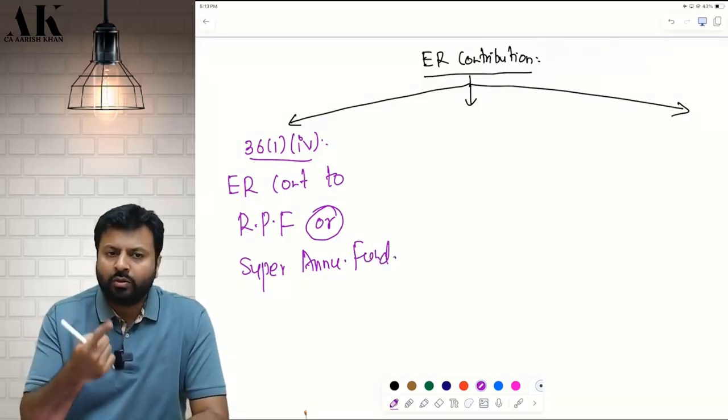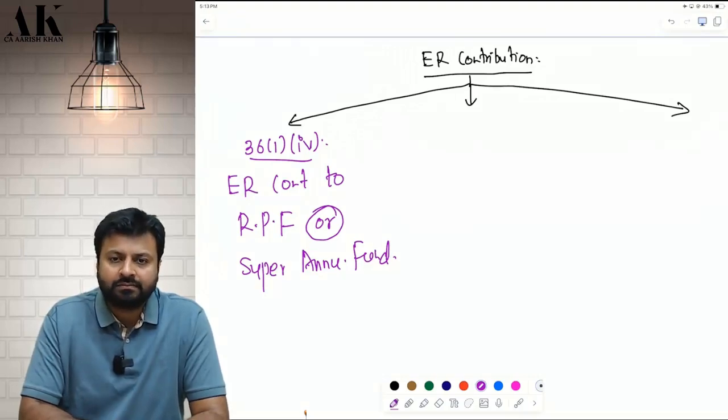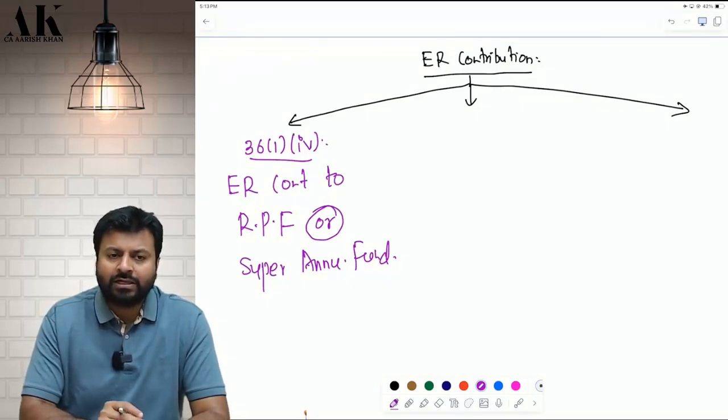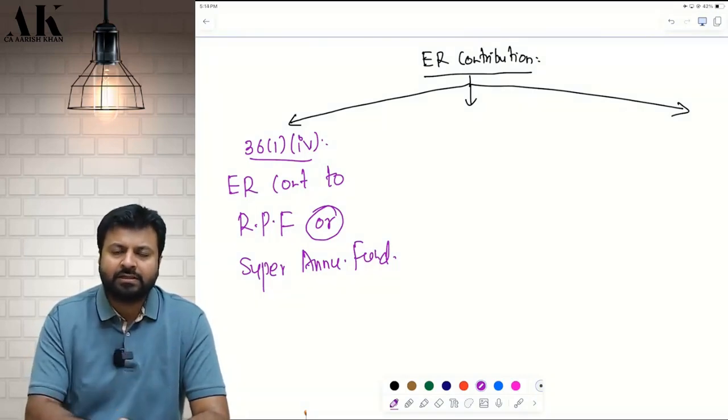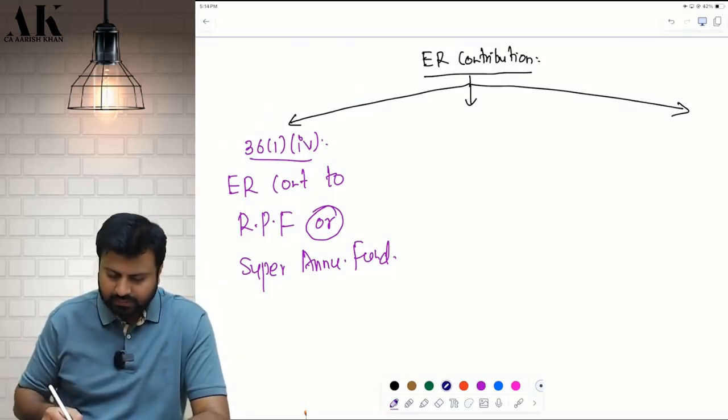So I am an employer, you are my employee. If I am contributing any amount to a superannuation fund or a recognized provident fund, not unrecognized, to a recognized provident fund, then it is allowed as a deduction to the employer. It is allowed as an expense. Is it clear? Please tell me. Shall I go ahead with the next one?